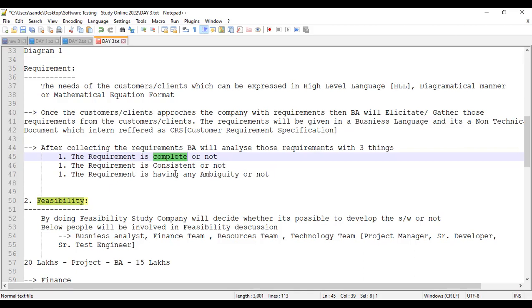Okay, next, the requirement should not have any sort of ambiguity. That means no statement should be confusing for the business analyst. Like that, it should be there.